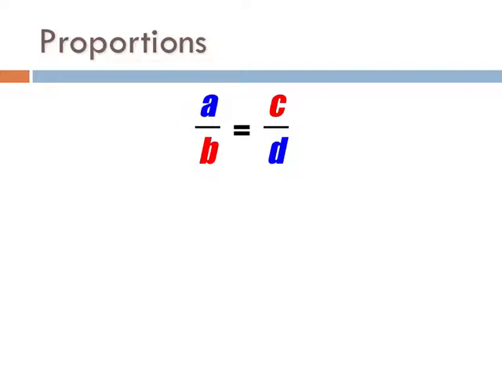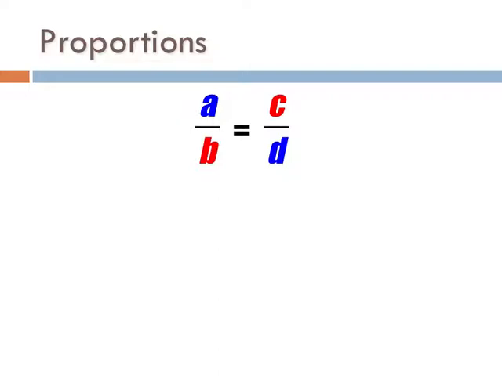There's a standard proportion. A, B, C, and D are normally the letters used. I don't know why, it's just the tradition. And there's a reason why the B and the C are red and the A and the D are blue.